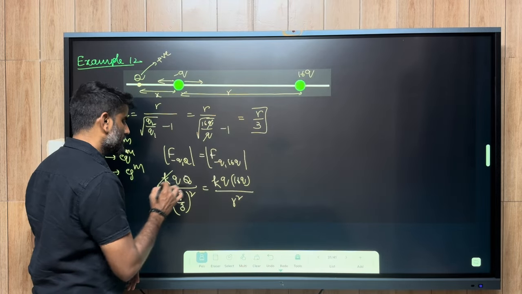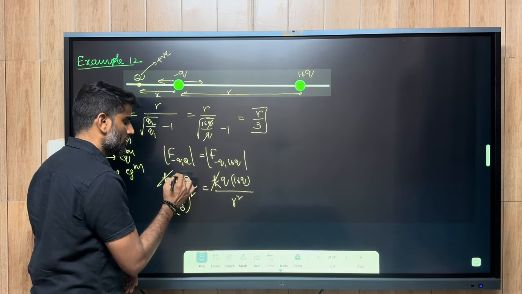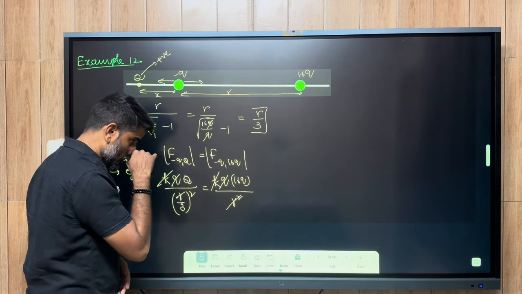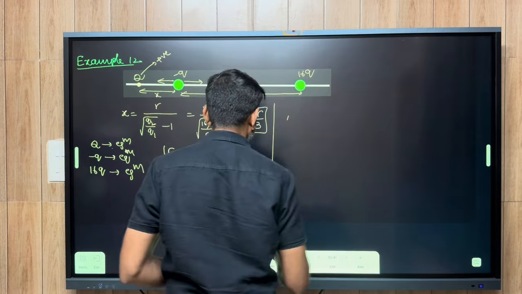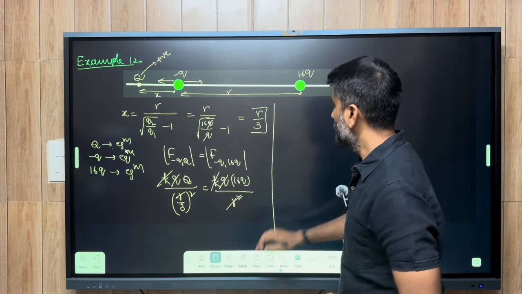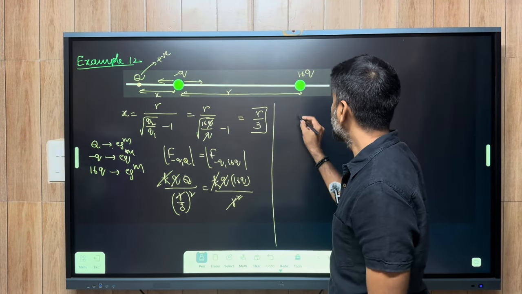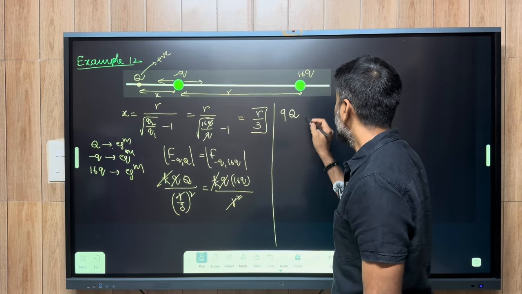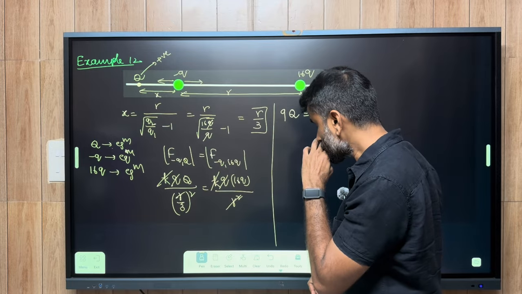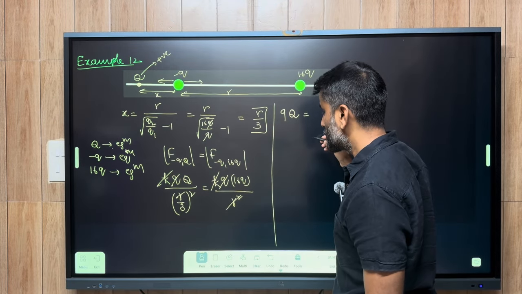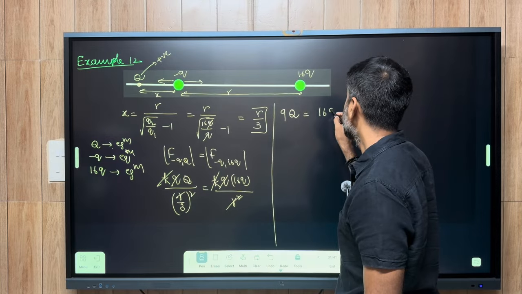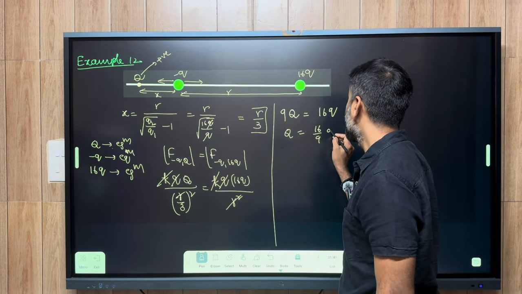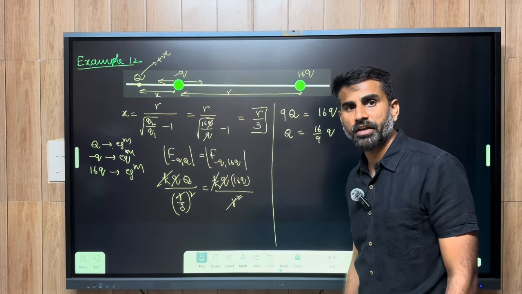Now to simplify this, I'm cancelling the common terms. Q and q will get cancelled, r squared will get cancelled. What are we left with? Capital Q is here, and 1 by 3 squared means 9 will come here, is equal to 16q. Okay, now capital Q is equal to 16 by 9 q.